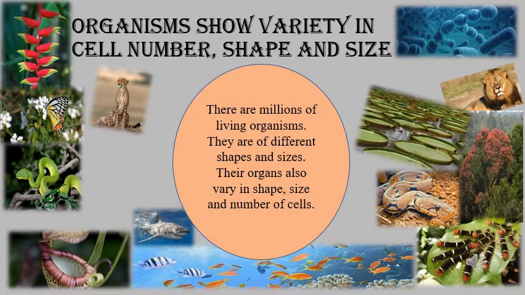Organisms show variety in cell number, shape, and size. There are millions of living organisms. They are of different shapes and sizes. Their organs also vary in shape, size, and number of cells.